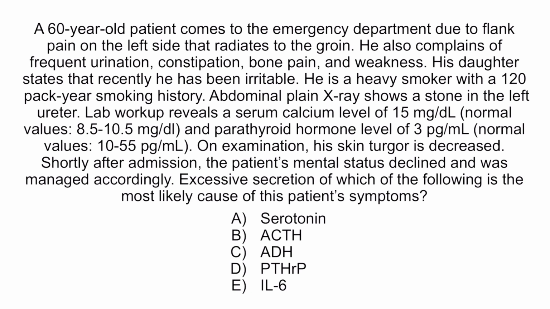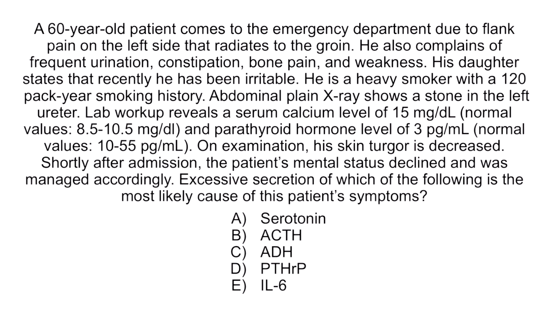Lab workup reveals a serum calcium level of 15 milligrams per deciliter and parathyroid hormone level of 3. On exam, his skin turgor is decreased. Shortly after admission, the patient's mental status declined and was managed accordingly. Excessive secretion of which of the following is most likely cause of the patient's symptoms? A. Serotonin. B. ACTH. C. ADH. D. PTHRP. Or E.